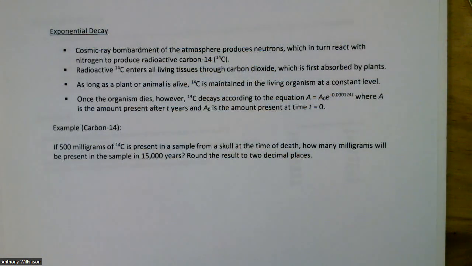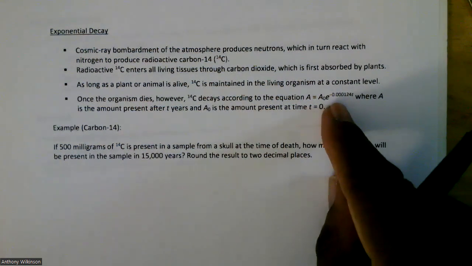Cosmic ray bombardment of the atmosphere produces neutrons, which in turn react with nitrogen to produce radioactive carbon-14, or 14C. Radioactive carbon-14 enters all living tissues through carbon dioxide, which is first absorbed by plants. And then as long as a plant or animal is alive, carbon-14 is maintained in the living organism at a constant level. Once the organism dies, however, carbon-14 decays according to the equation A is equal to A sub 0 times e to the negative 0.000124t, where A is the amount present after t years and A sub 0 is the amount present at time 0. Okay, so this is an example of exponential decay.